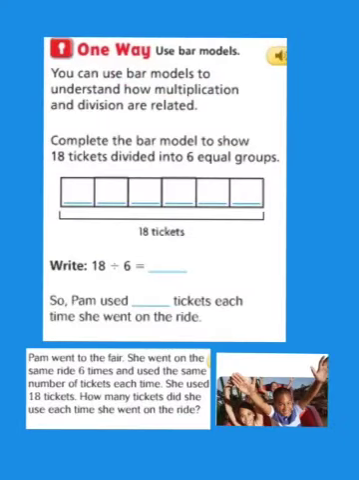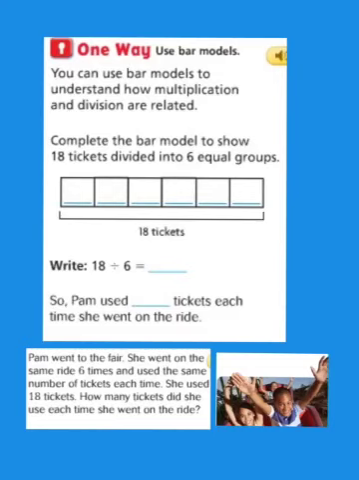One way to solve this problem is to use a bar model. We can use a bar model to understand how multiplication and division are related. We will complete the bar model to show 18 tickets divided into 6 equal groups. So what we have to decide is how much would be in each bar of our bar model.